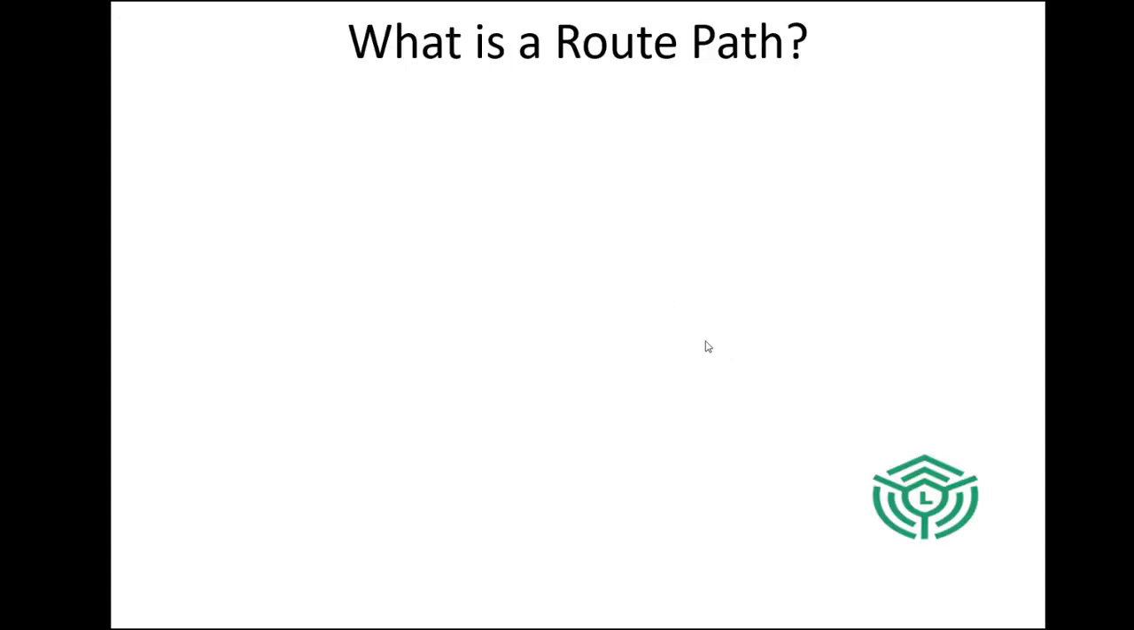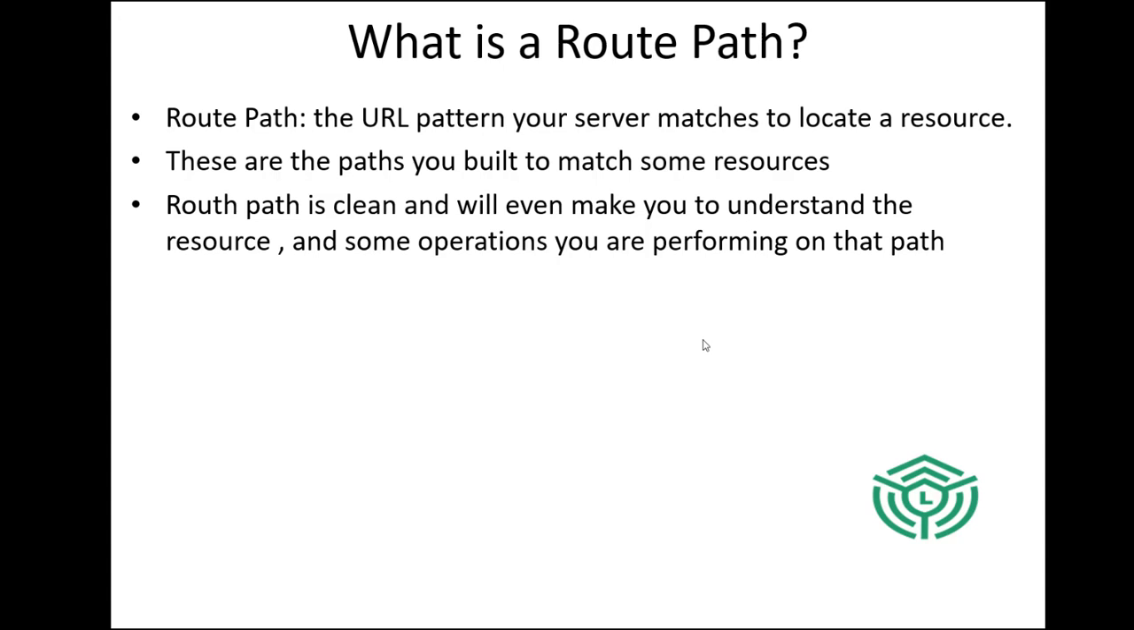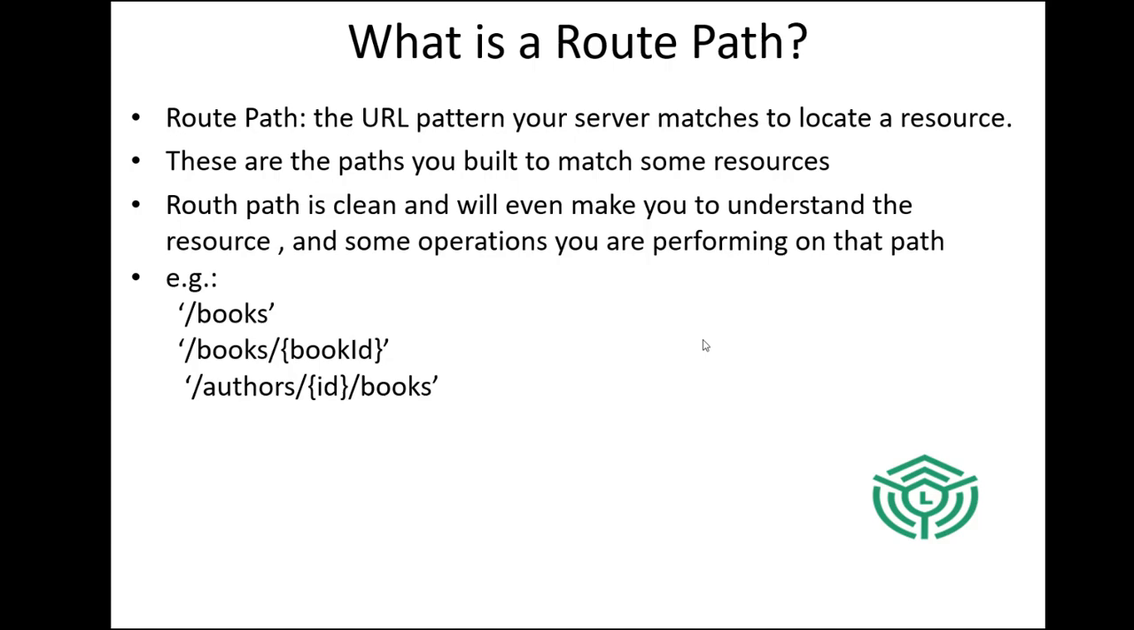So first one is, what is a route path? A route path is the URL pattern that your server matches to locate a resource. These are the paths that you build to match some resources. A route path is clean and will even make you understand the resources and some operations you perform on that path. Look at this, for example.